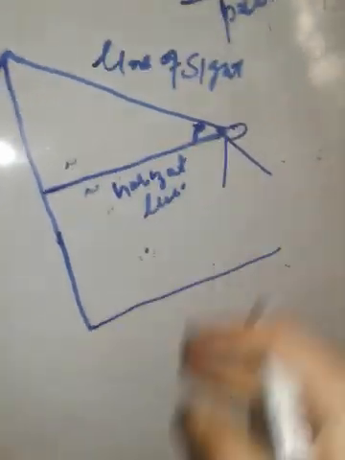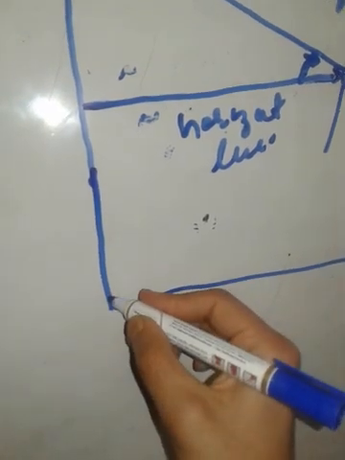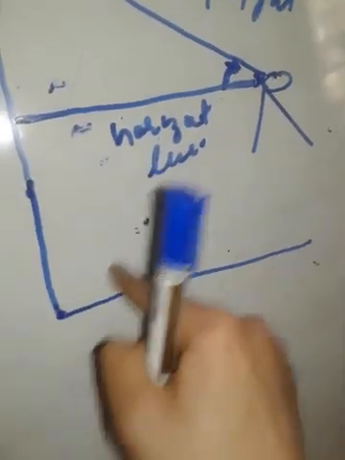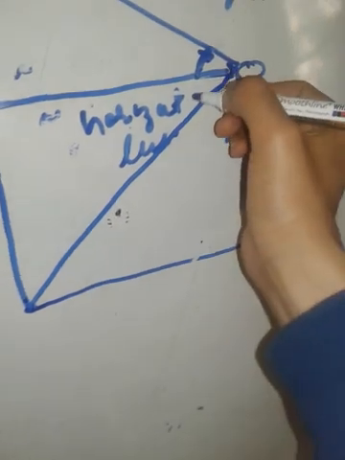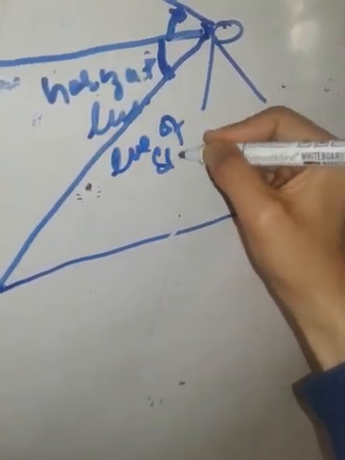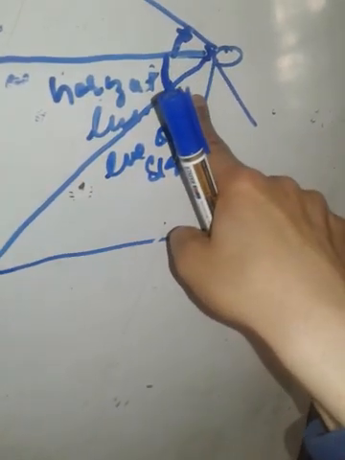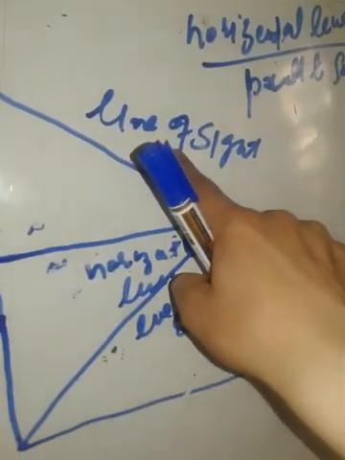It is formed between what? Line of sight and horizontal level. Now suppose a person looks to the bottom, the foot of the tower. This is the horizontal level, so he looks downwards like this. Here this angle is known as the angle of depression. This is the line of sight. Again, the angle of depression is also formed between the horizontal level and line of sight, just as the angle of elevation is formed between line of sight and horizontal level.